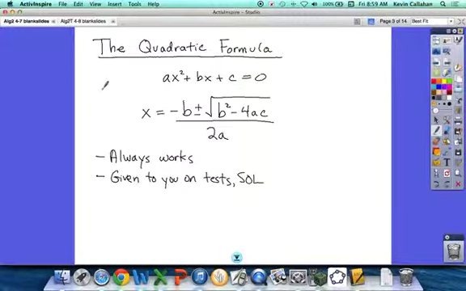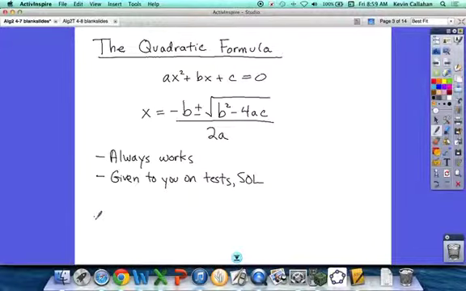And it's given to you on tests. All the tests I give you, I will give it to you. It's on the Algebra 2 SOL formula sheet, so you're going to have it on the SOL. You do not need to memorize it. You just have to know how to use it. And if you do, it solves a lot of problems for you.